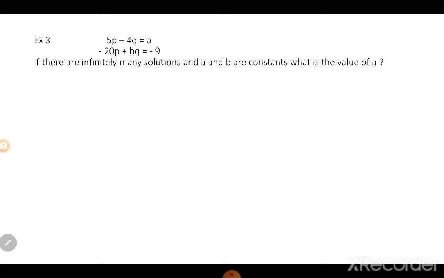Okay, so in this example, they give you two equations here, and they say if there are infinitely many solutions and a and b are constants, what's the value of a? So here we see that we have infinitely many solutions. So we know that these two lines are lying on top of each other. Line 1 and line 2, they're the same exact line. So when they're the same exact line, that means that the slope of line 1 is equal to the slope of line 2 and the intercepts, B1 is equal to B2.